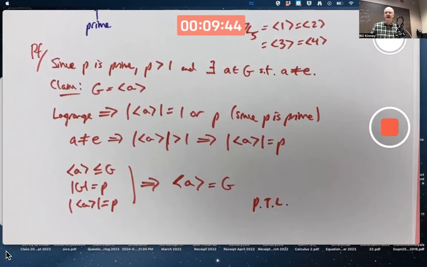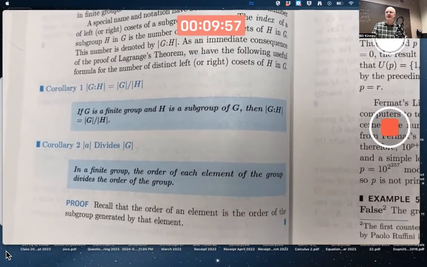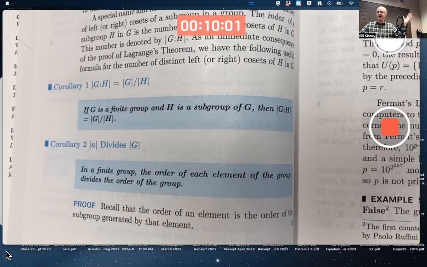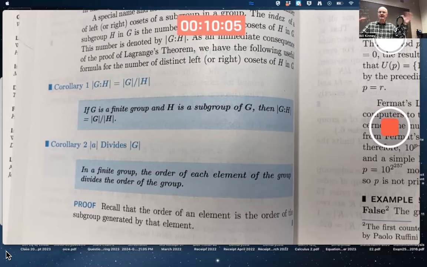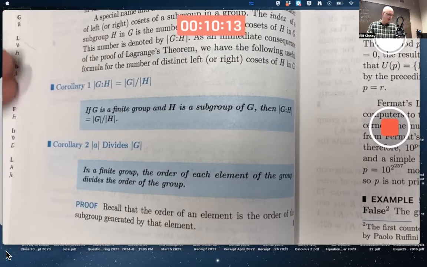Let's now look at all the corollaries of Lagrange's theorem in the book. These are important in their own right. Lagrange's theorem is a big theorem. You could call it the fundamental theorem of finite group theory, the most important theorem about finite groups, the foundational theorem that you can use to do so much. These corollaries immediately follow from Lagrange's theorem.